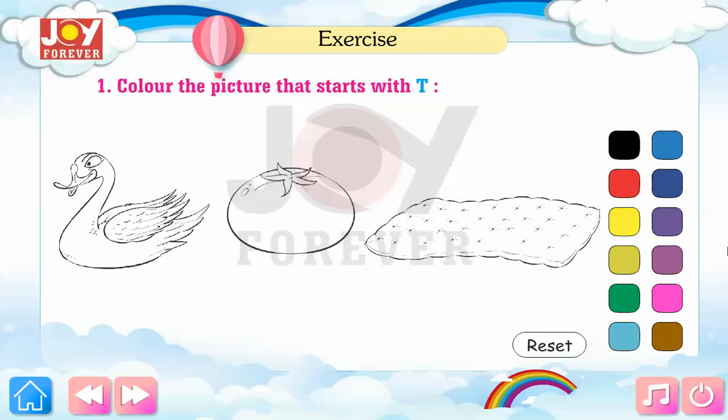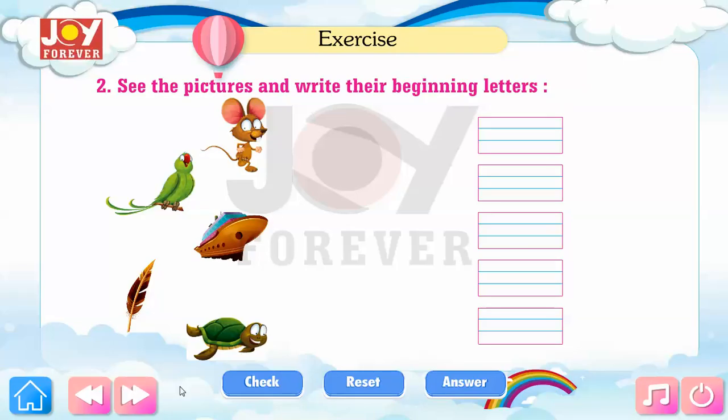Exercise 1. Color the picture that starts with T. 2. See the pictures and write their beginning letters.